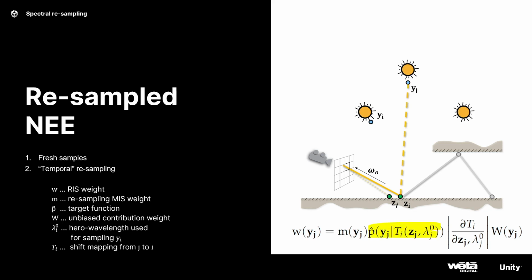So to make it clear, this term means that we evaluate the target function with respect to yj and zi, and also the current hero wavelength lambda i, because we want to bring the sample into the current sampling domain with respect to the current technique i.